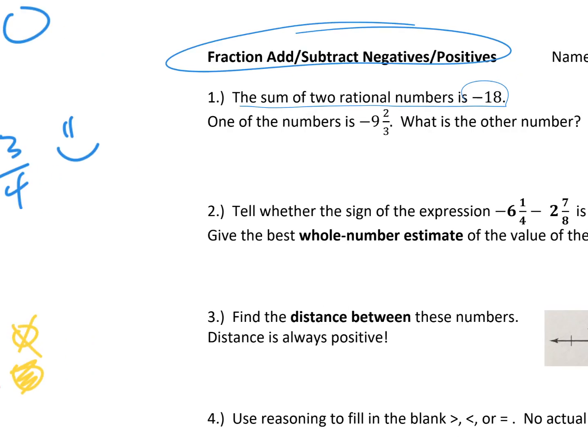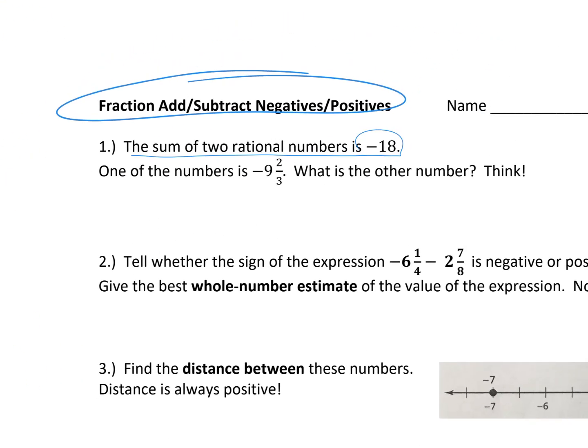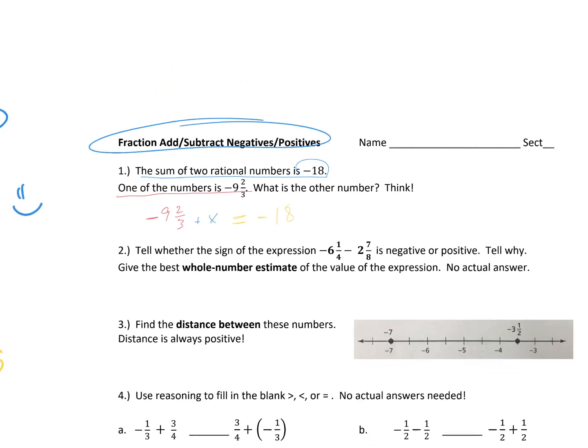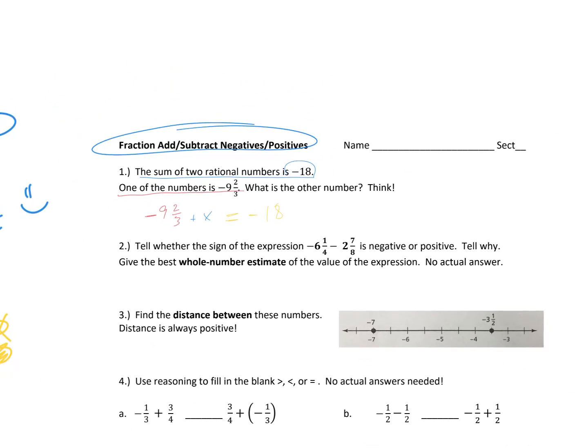Okay? So over here, the sum of two rational numbers equals negative 18, and it says one of the numbers is negative 9 and 2/3. What's the other number? It just wants you to think. So here's what we know. We know that the blue number, x, is going to be negative, right? And if you're thinking, what exactly would I know that's negative?